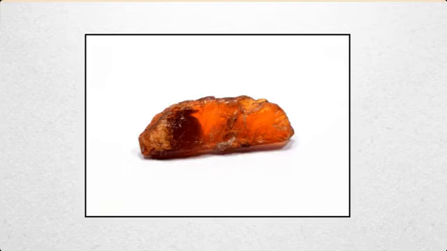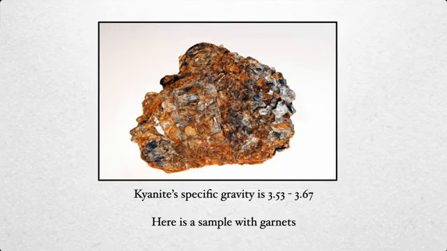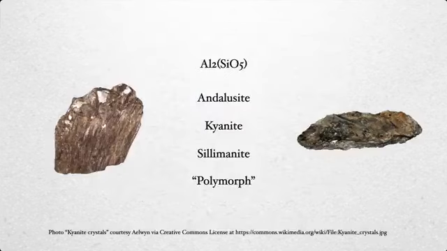Now, this is just an example of how kyanite can take different colors. This is actually orange, which comes from manganese substitution sometimes. Things like this are typically found in some African countries. Now, kyanite's specific gravity is 3.53 to 3.67. Here's some eye candy of a specimen with some garnets.